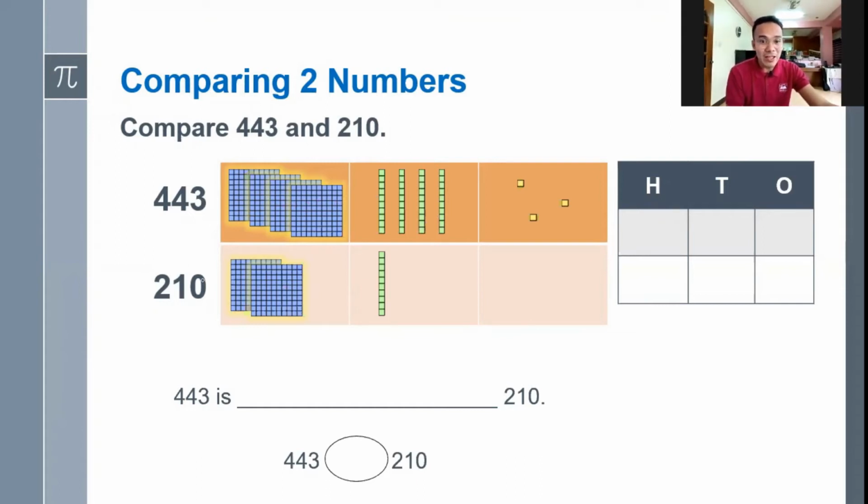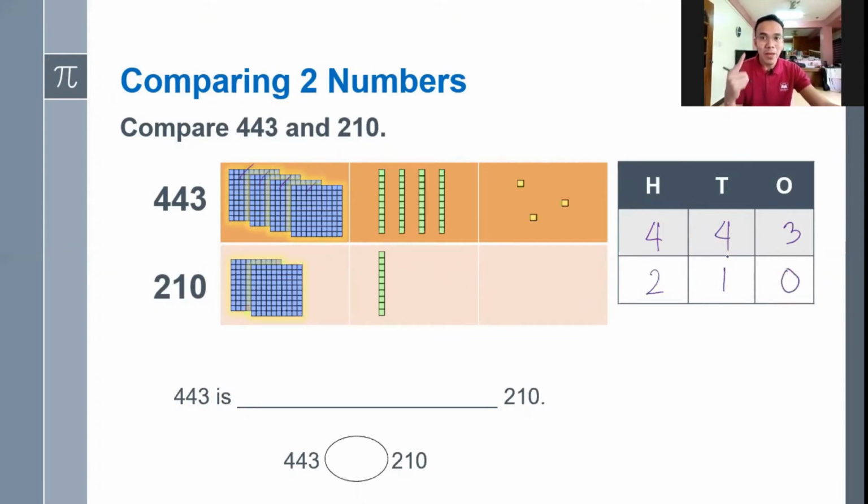put these numbers into our place value chart. In our place value chart, this time we have hundreds, and hundreds is going to be our highest place value. For 443, there are 4 hundreds. You can check your answer by counting the number of hundreds here. There are 4 of them. There are also 4 tens, and there are 3 ones. For 210, there are 2 hundreds, 1 ten, and 0 ones.